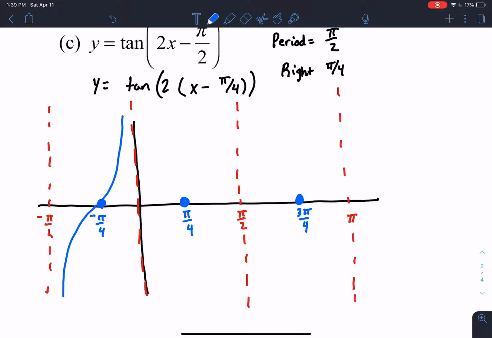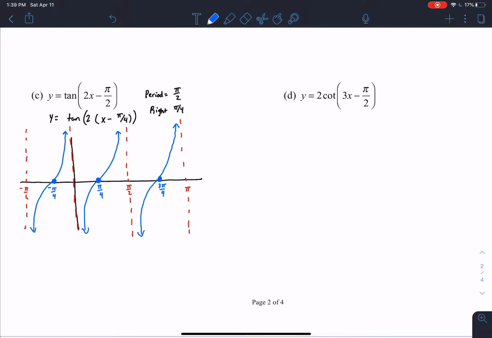So if you guys notice, if you look at the distance between all of the points that I did in blue, the distance between them is 1 period, or pi over 2. If you look at the distance between all the asymptotes, that's also 1 period of pi over 2, okay? So the biggest thing you really need to look for when doing tangent is just figuring out what the period is.